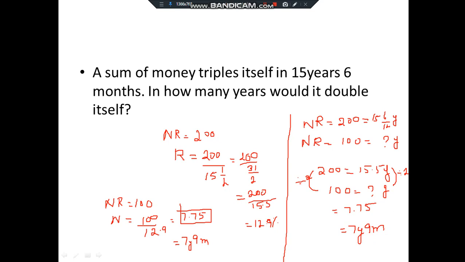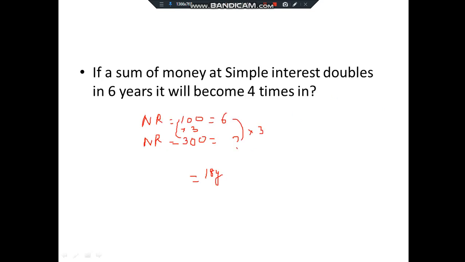See next question. If a sum of money at simple interest doubles in 6 years, it becomes 4 times in what? So use the third method, as I told you previously. NR is equal to, doubles means 100, which is equal to how many years? 6 years. So our question is, it becomes 4 times. That means NR is equal to 300, which is equal to how many years? So see the relation, 100 into 3 is 300. So 6 into 3 is 18 years, right? It is very easy, no?